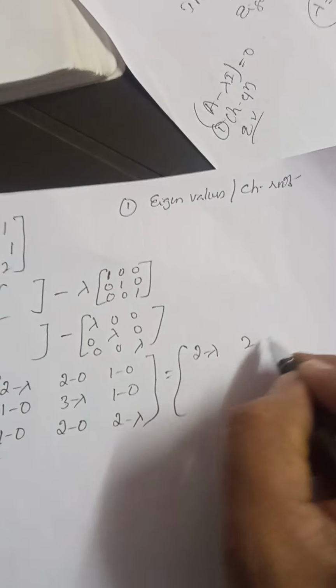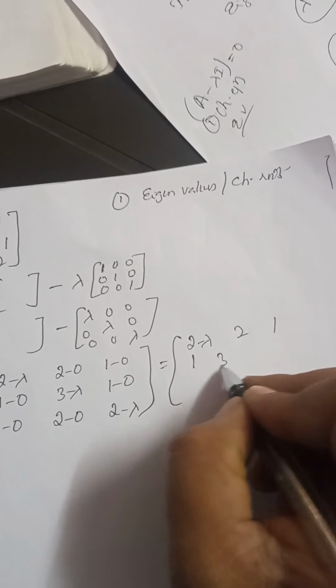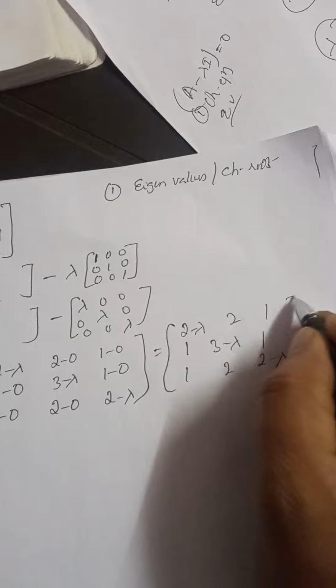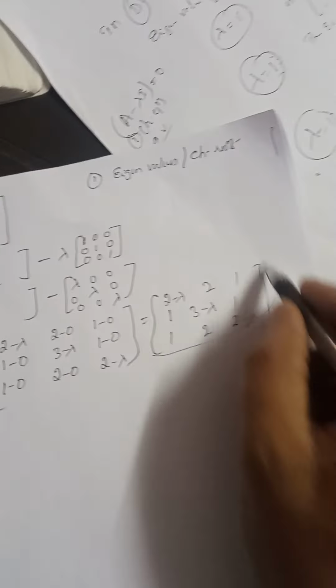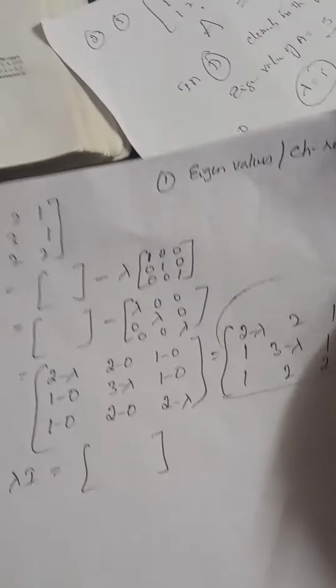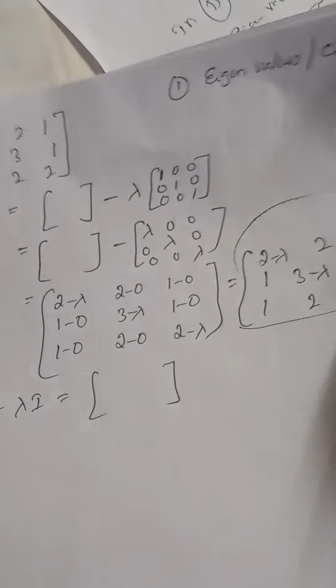On simplification, what am I getting here? 2 minus lambda, 2, 1; 1, 3 minus lambda, 1; 1, 1, 2 minus lambda. This is A minus lambda I, this matrix, right? Therefore now you have to write step by step. Don't skip the steps, right?